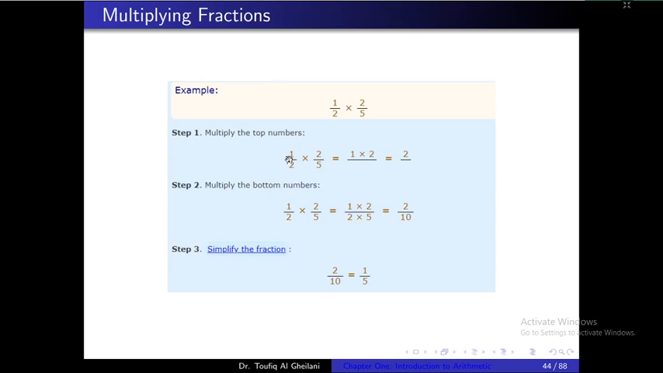Multiplying fractions is an easy way. When I multiply a half times 2 over 5, I multiply the top numbers, the numerators, 1 times 2 is 2, then multiply the bottom numbers, the denominators, 2 times 5 is 10. And I can simplify to a fifth. How? I divide 2 by 2 to get 1, and 10 divided by 2 is 5.